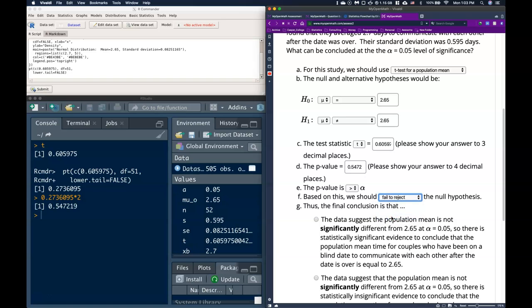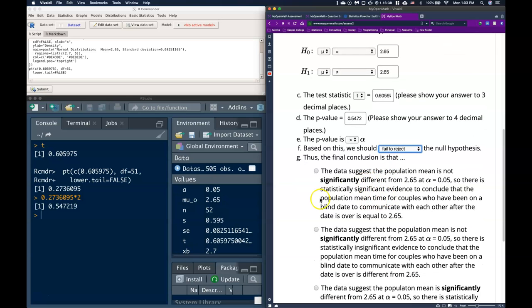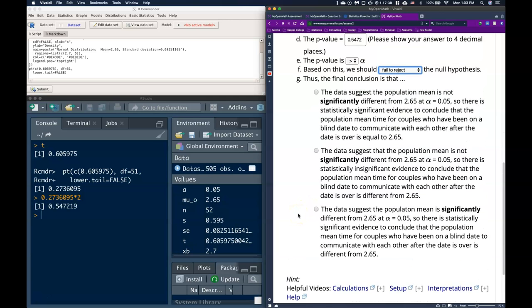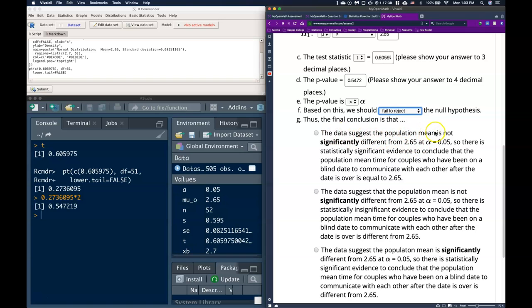Great. So we know that the p-value is greater than alpha. We would fail to reject the null hypothesis. And thus our final conclusion is that, okay, first of all, we need to know: do we think it's going to be significantly different or not significantly different? Since we failed to reject, the population mean is not significantly different. All right, so both of these are saying that they're not significantly different. Let's figure out which one is in fact correct. There is statistically insignificant evidence to conclude that the population mean time for couples who have been on a blind date to communicate with each other after the date is over is different from 2.65.